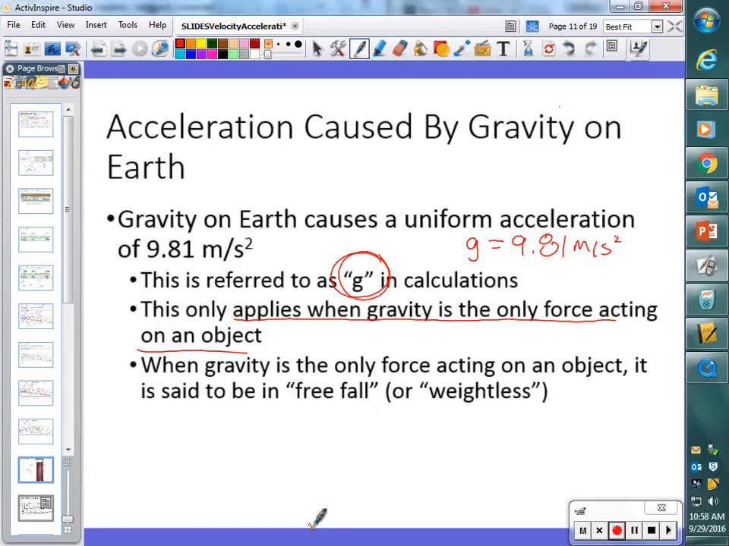All right? Sophia, do you have a question? Or are you good? Okay. If we can get to the point where gravity is the only thing affecting the object, we refer to that object as being in free fall, or we refer to it as being weightless. Good there? All right. Let's watch a short little video.